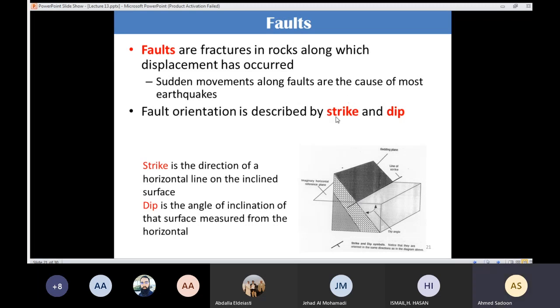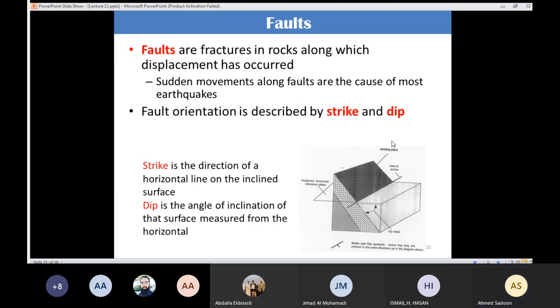So I have the strike, which is the horizontal line on the inclined surface. If you draw a horizontal line on that inclined surface, we are going to call this strike. Whereas that angle here, the angle of inclination, which is measured from the horizontal surface, we are going to call the dip angle. So we have the strike and we have the dip. We are going to describe all types of the faults by their strike or by their dip.